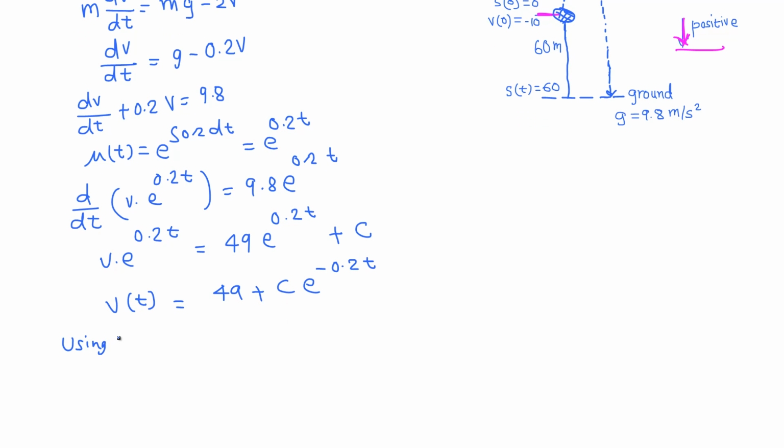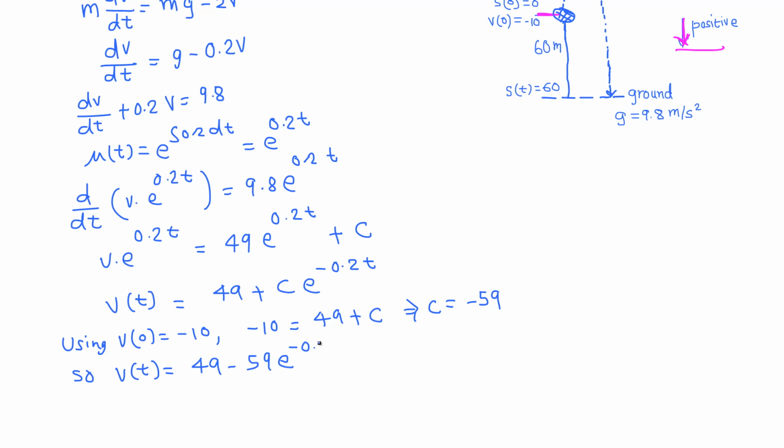So using v0 equals negative 10, when time is 0, this is 49 plus c, e raised to 0 is 1, so c equals negative 10 minus 49, so that's negative 59. Substitute here, so we get the velocity at any time t is 49 minus 59 e raised to negative 0.2 t. Let me write this as equation 1 for future reference.